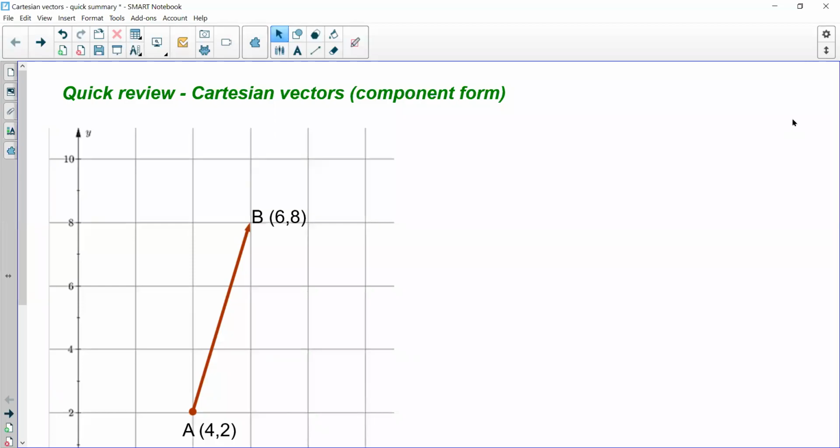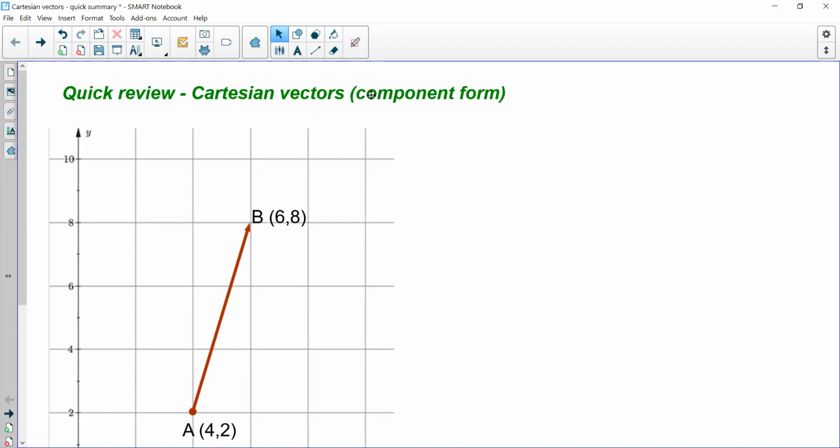All right, in this video, we're going to do a quick little review of Cartesian vectors, which covers chapter 6 in the book, but I'm also going to be using this to take a look at a couple of items that can be used with chapter 6 word problems and problem solving.